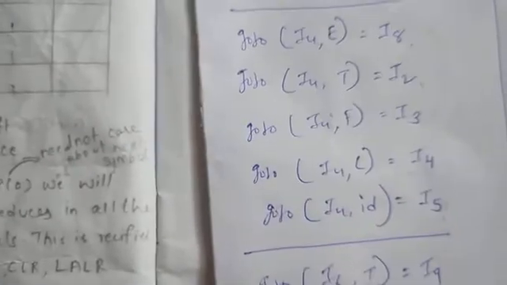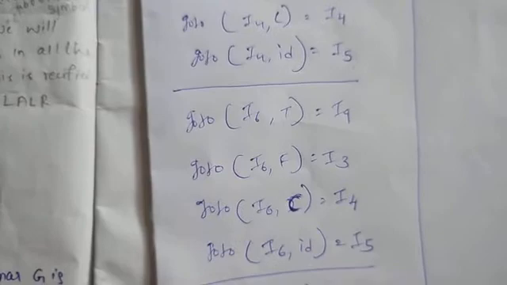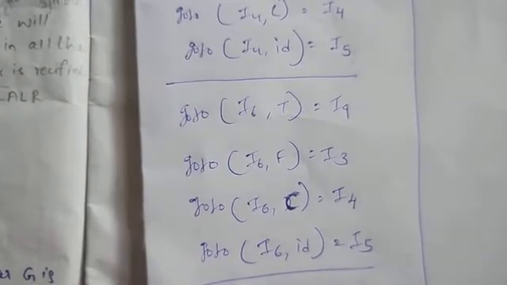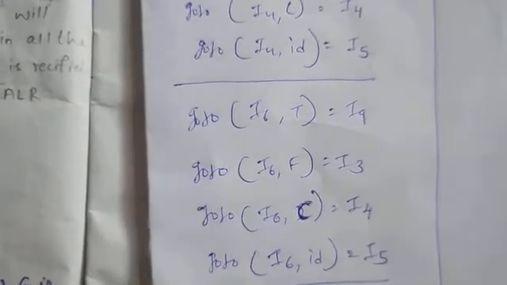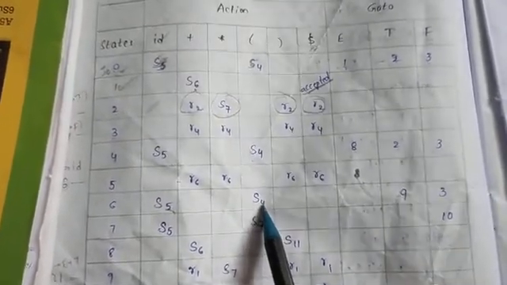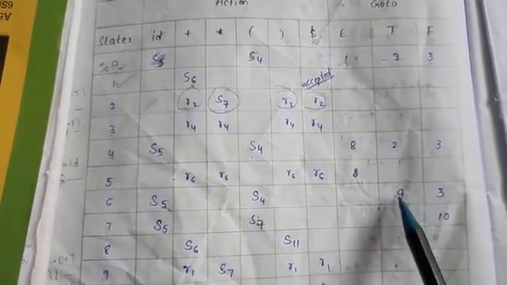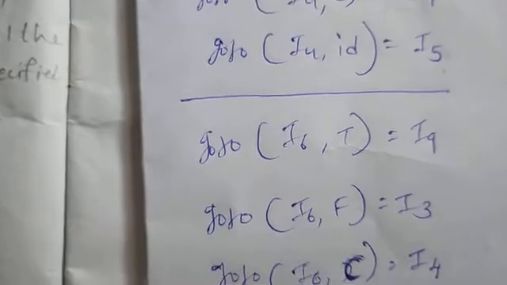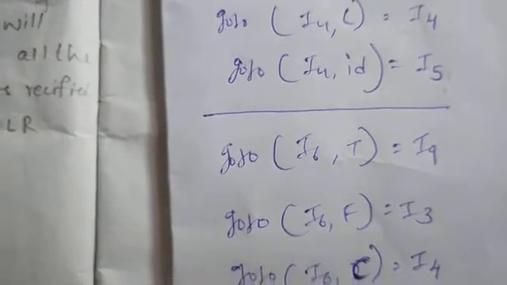Now I4 is completed, then it will go to I6. In I6 we have T, F, open braces, and ID. For T it is I9, F is 3, and 4, 5. For ID I will give S5, for open braces I will give S4, and T goes to 9 and F goes to 3. Why? Because T goes to the 9th state and F goes to the third state. So that is the total I6.